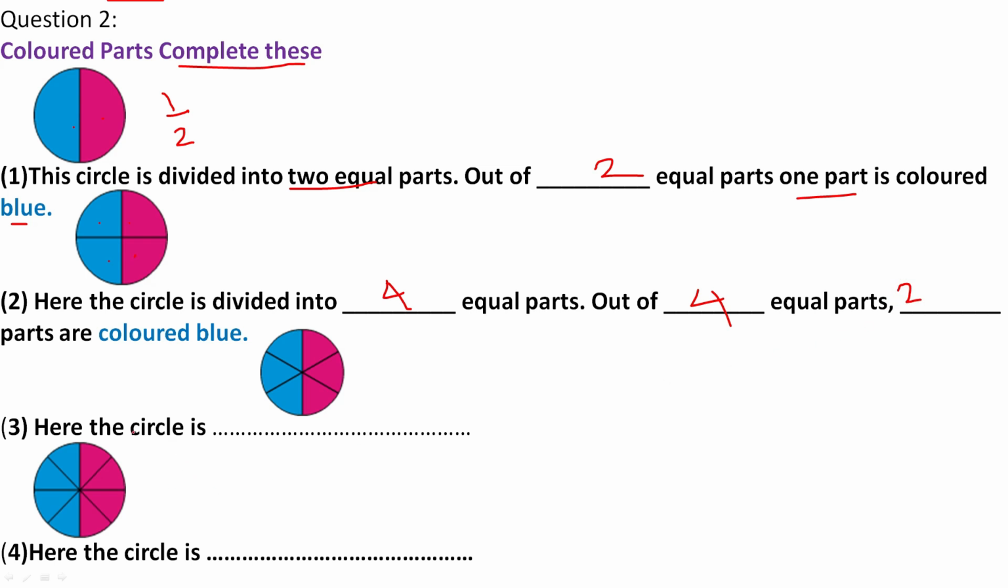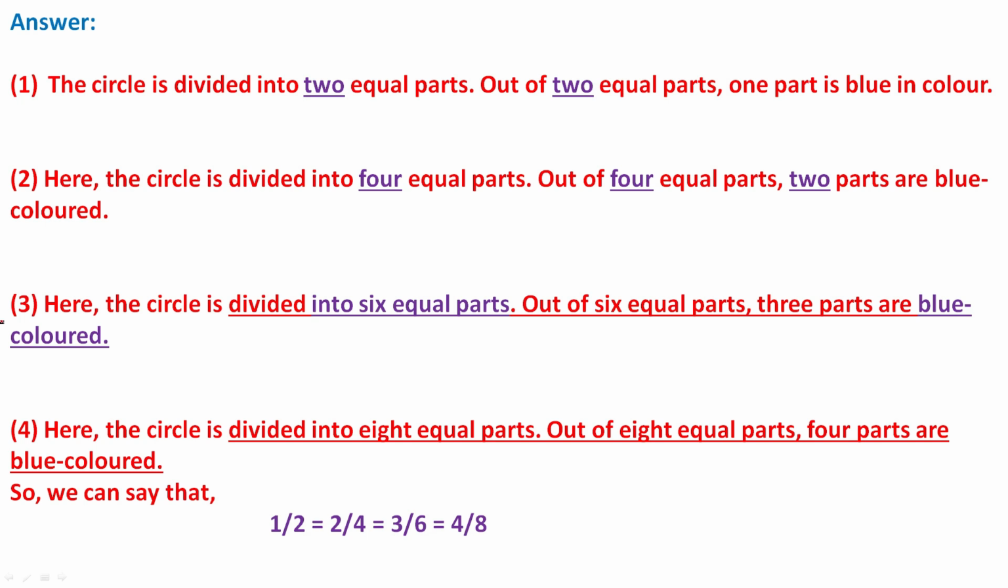Here the circle is divided into 1, 2, 3, 4, 5, 6 equal parts. Out of 6, 4 parts are colored blue. Now we will discuss the answer. The circle in the first figure is divided into 2 equal parts, and out of 2 equal parts, one part is colored blue. Here the circle in the second figure is divided into 4 equal parts. Out of 4 equal parts, 2 parts are colored blue.